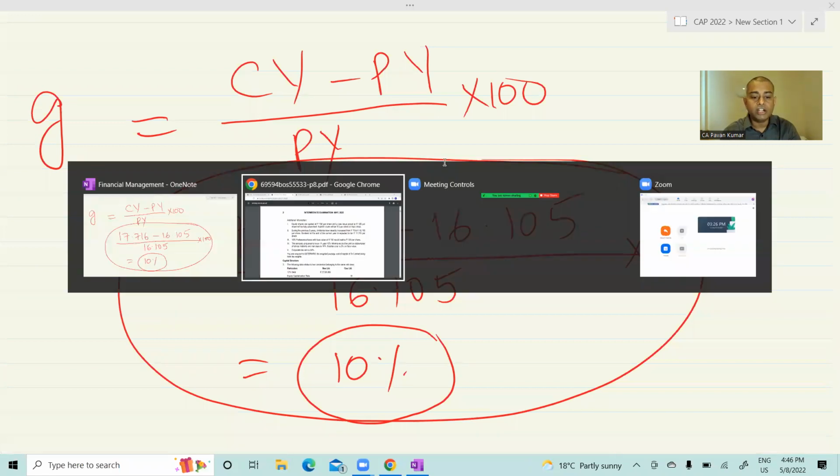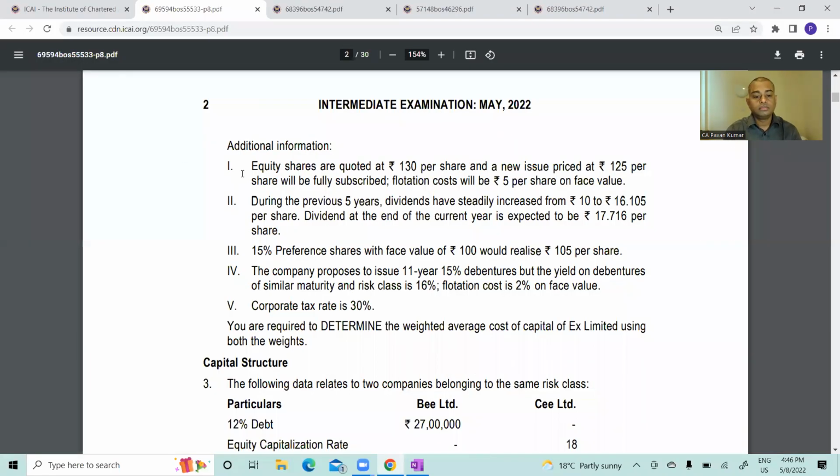Okay, so shall we go back to the question? Please read the balance question. The third point is 15% preference shares with face value of rupees 100 would realize rupees 105 per share. So how do you calculate cost of preference shares? Kp is equal to preference dividend divided by market price or issue price into 100. So issue price is 105.